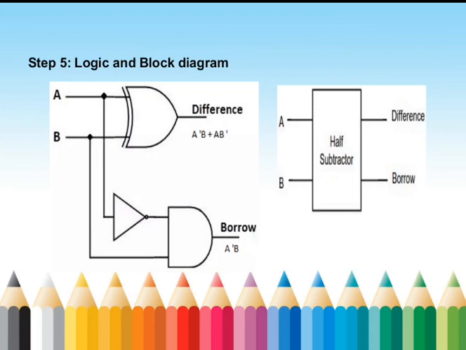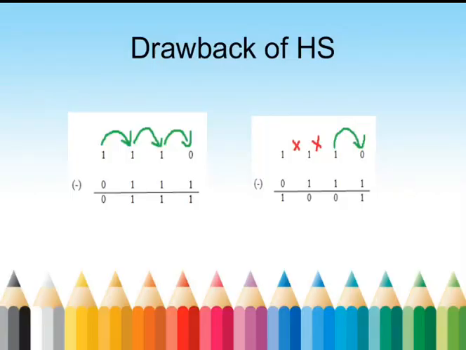But this half subtractor has a drawback. We will discuss it with a simple example. The first example represents a normal subtraction operation we use frequently. From the least bit, that is the subtraction of 0 and 1, minuend is lesser, so we borrow from the first higher order bit to make the difference. Now the first higher order minuend becomes lesser than its subtrahend, so again it needs to borrow from the second higher order bit.